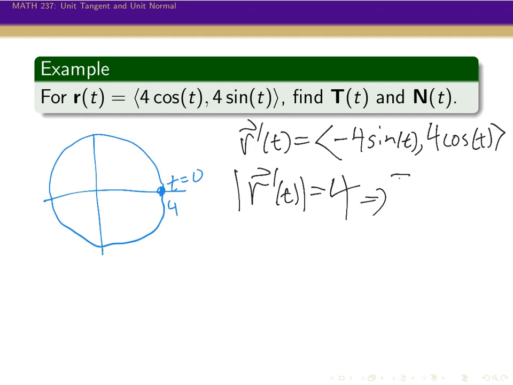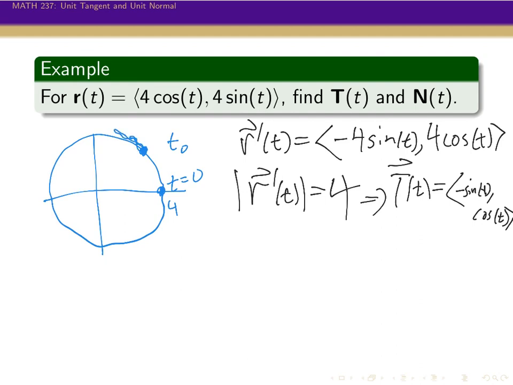And so this says that the unit tangent vector is going to be minus sine of t, cosine t. Okay, so if we pick some point up here, this is at some t naught. Which way is it going to be going?